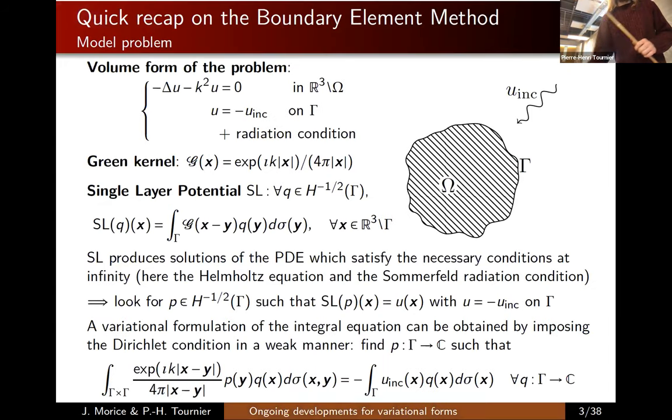Okay, and so as I said, I will start with a quick recap on what the boundary element method is. Let's say I have my model problem here. It's not Maxwell, it's simple. It's a scalar problem, a Helmholtz problem. So I want to solve this Helmholtz equation. This is a scattering problem. We have an object here, omega, with boundary gamma. And I want to solve a scattering problem in the exterior, so in the infinite domain R3 without omega.